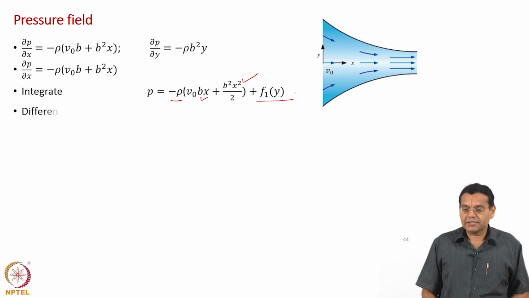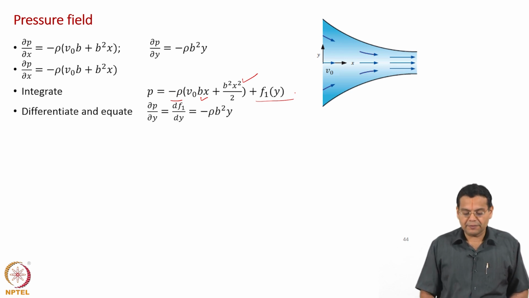Now, we will differentiate it. The idea is to find out that function. So, let us differentiate the expression for pressure which we found in the previous step. So, dou p by dou y is equal to, all these terms will not contribute because they are functions of only x.